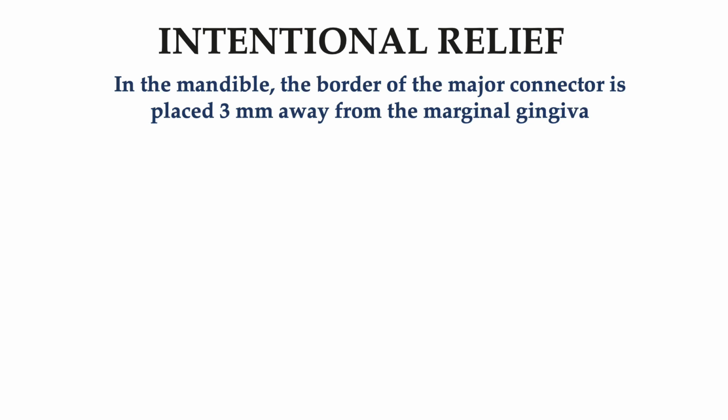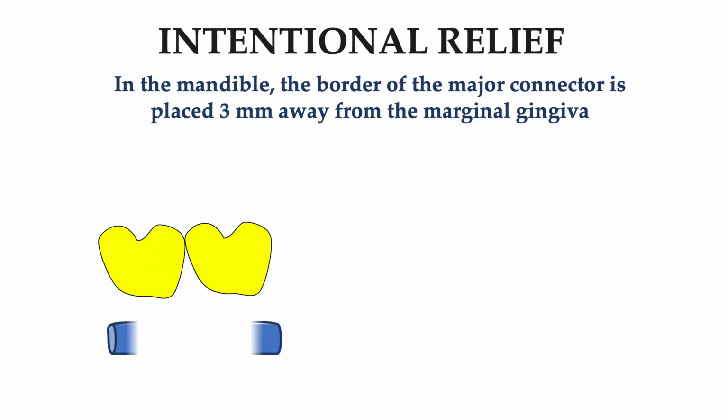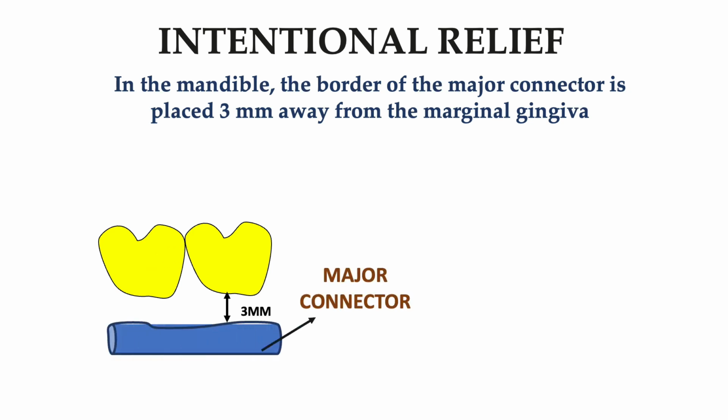And what about the mandible? In the mandible, the border of the major connector is placed 3 mm away from the marginal gingiva. As you can see in the figure, we have a dentition and a major connector, and the distance between the major connector and the free gingival margin is 3 mm.